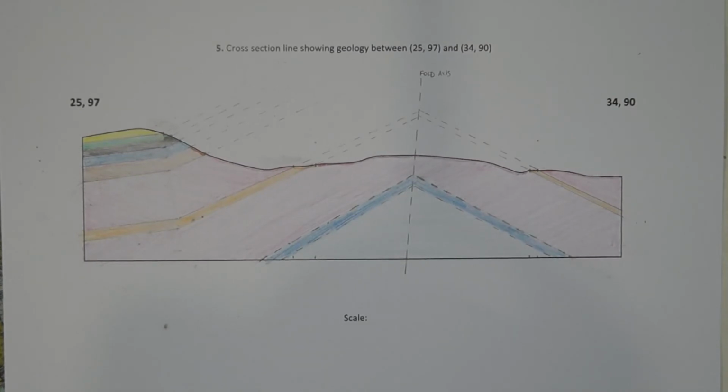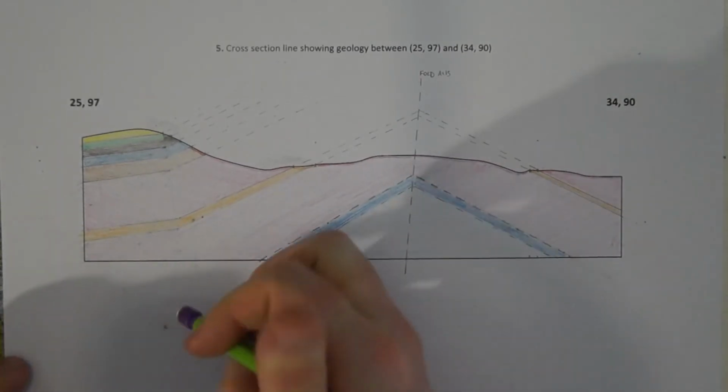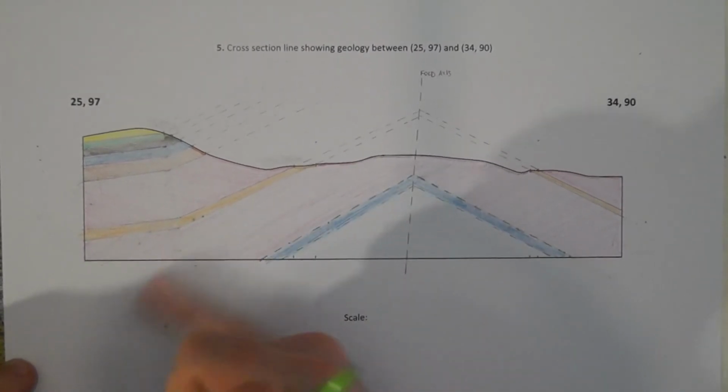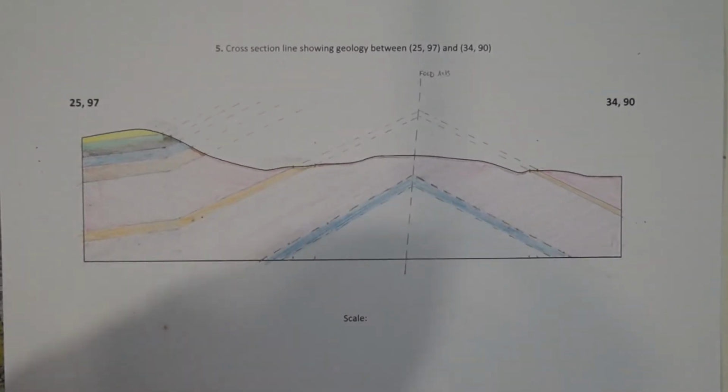Okay, so now we can tidy up our cross section and do some of those good housekeeping measures that we need to be fully complete. Anyway, the first thing that we need to do is to give our map a scale.